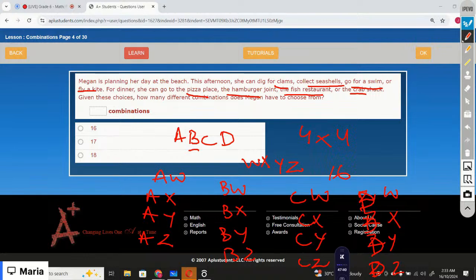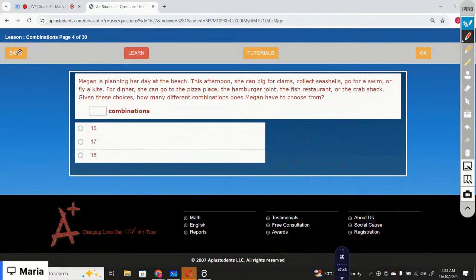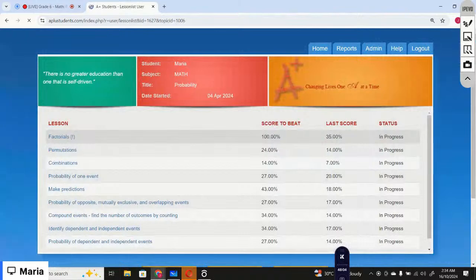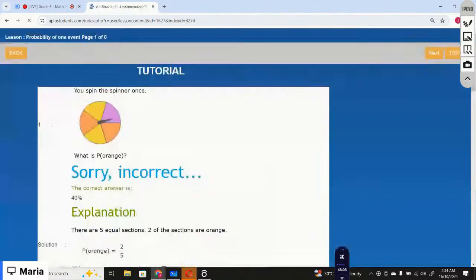Okay, you can complete the lesson by yourself later today. Let me just move on to the next lesson. And the next lesson is the probability of one event. Let's just start with the lesson.